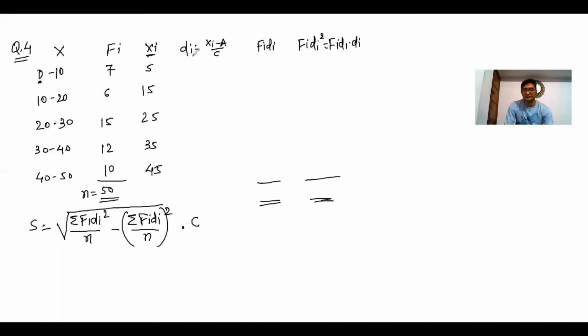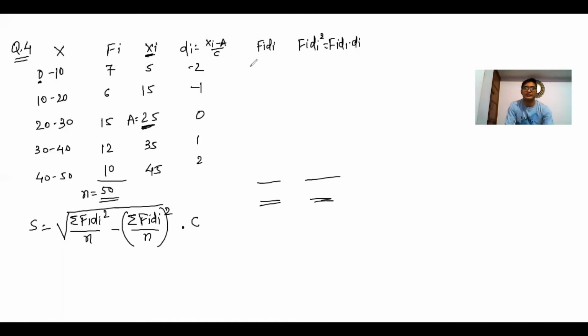Now di is equal to xi minus a, divided by c. Here I am assuming a to be 25. In xi you can assume any value for a. I am assuming a is 25. Here it is 0, minus 1, minus 2. Here it is plus 1, plus 2.